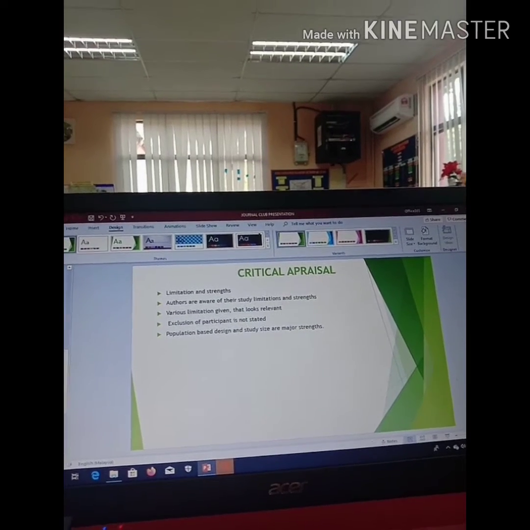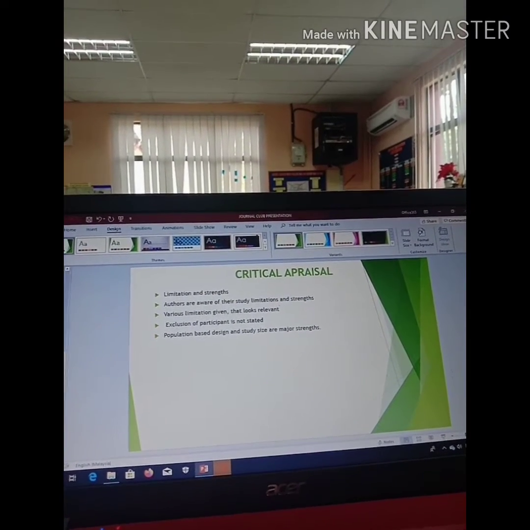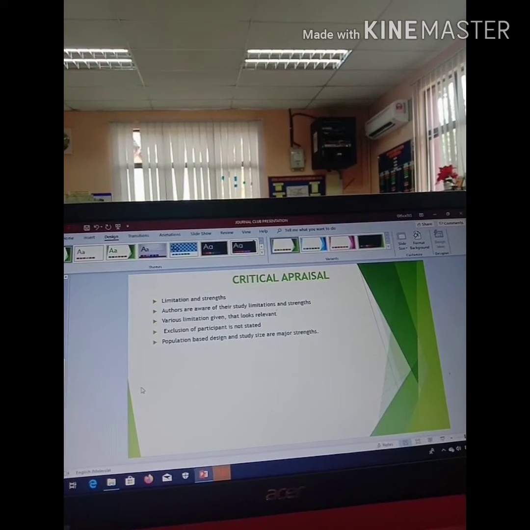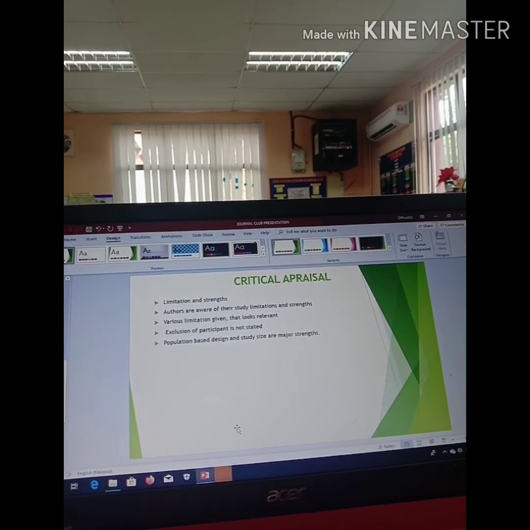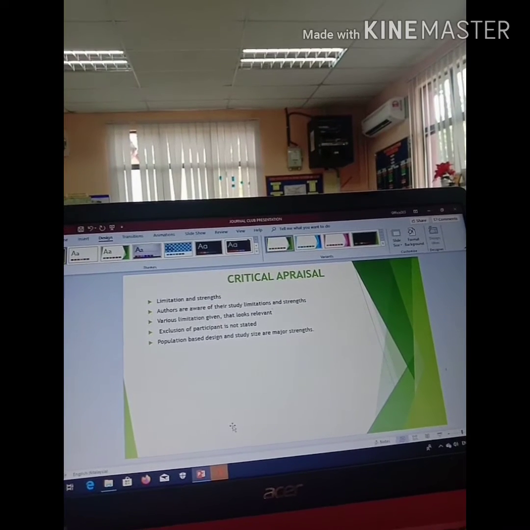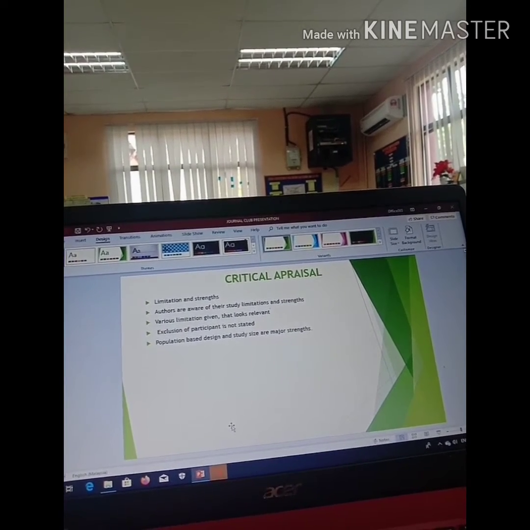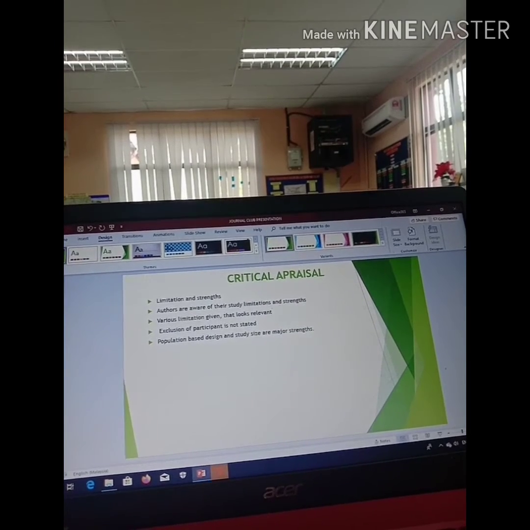Critical appraisal. Limitations and strengths are given. Authors are aware of the study limitations and strengths. Various limitations given that look relevant. Exclusion of participants is not stated. Population-based design and study size are the major strengths.